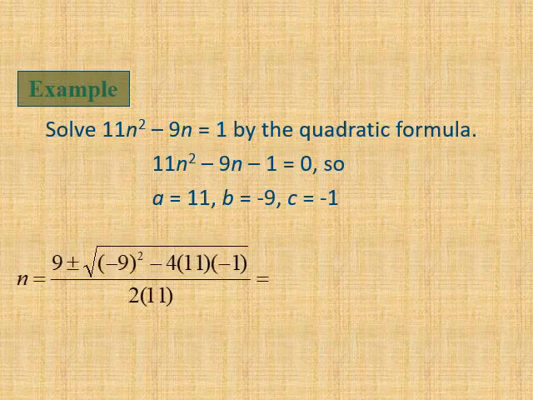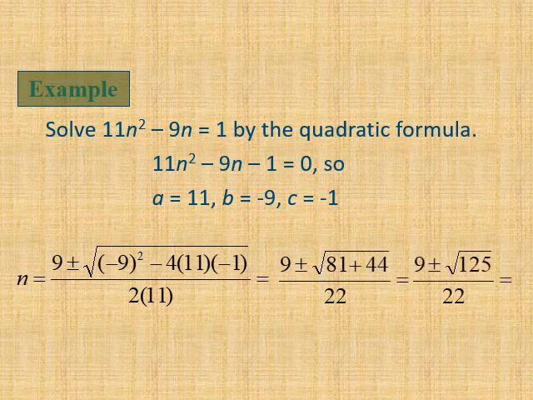n equals negative b, which means negative negative 9, or 9, plus or minus the square root of negative 9 squared minus 4 times 11 times negative 1, over 2 times 11. Then it will be 9 plus or minus root 125 over 22, or 9 plus or minus 5 root 5 over 22. This is the exact value for the answer.